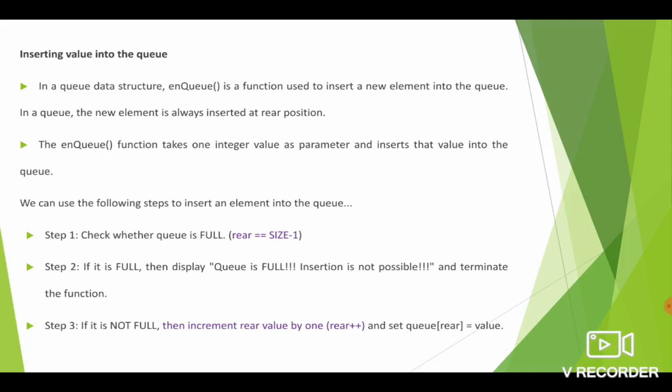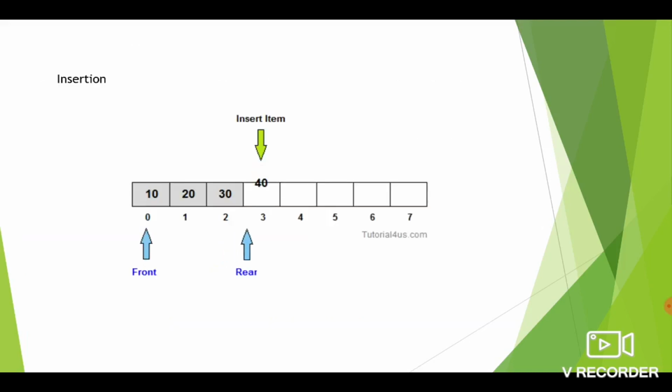If the queue is not full, then you can perform the insertion operation. To perform the insertion, you have to increment the rear pointer. Then you can use that empty slot, that is queue of rear, to store the new value. So this is what happens in insertion. See the diagram. We have the elements 10, 20, 30 in the queue. I want to insert 40. First I have to increment the rear pointer by 1, and we can use that empty slot to store the value 40.